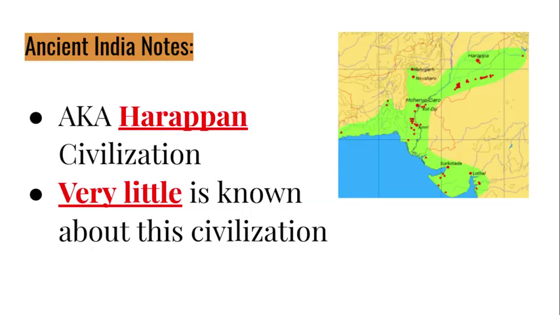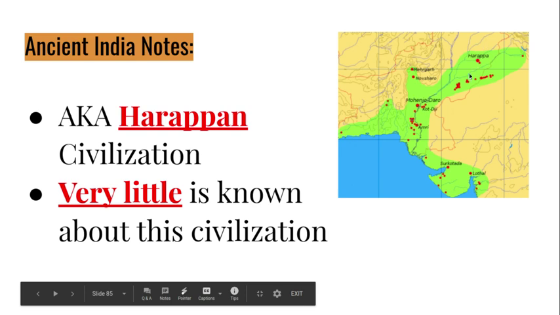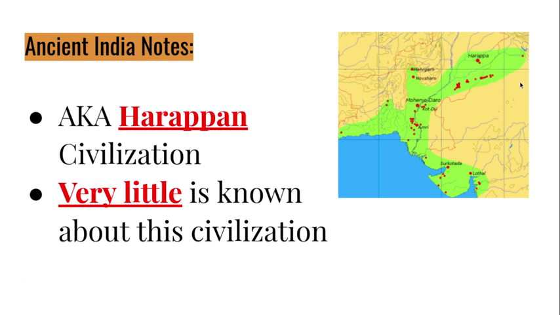So the first blank in your notes is Harappan civilization. The first civilization from ancient India that was recorded was the Harappan civilization. As you can see on the picture on your screen, up on the top right, the Harappan civilization. This body of water right here is the Indus River Valley.